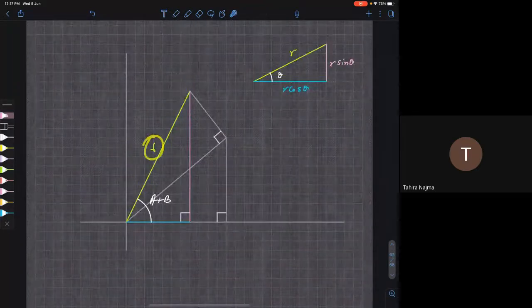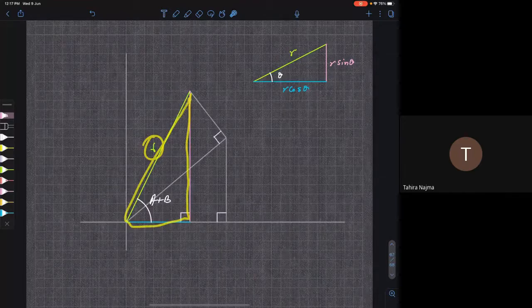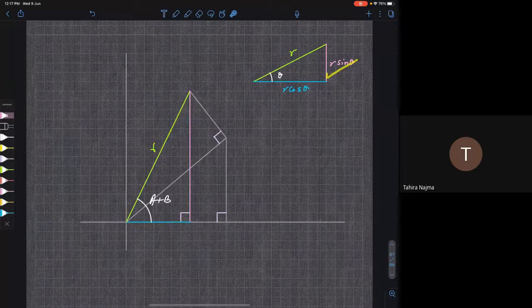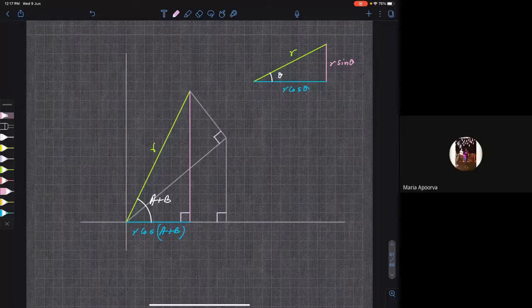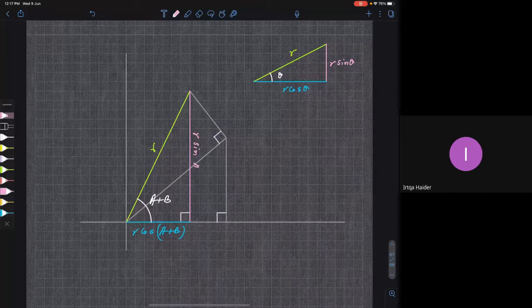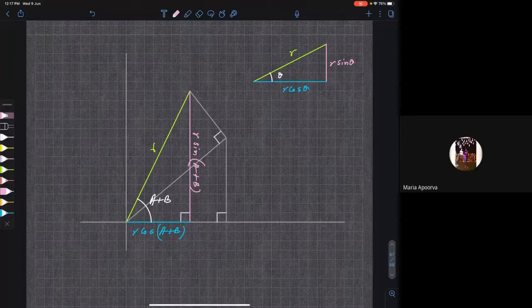Now look at this right angle triangle. Compare with this diagram and tell me what is the blue line. Sir, R cos(A+B). Very good. This is R cos(A+B). Now tell me what is the pink line. R sin(A+B). Do you agree? Yes, sir. Okay, clear. Fine. That is all clear.